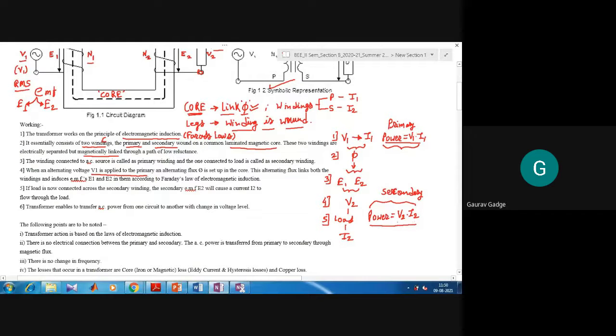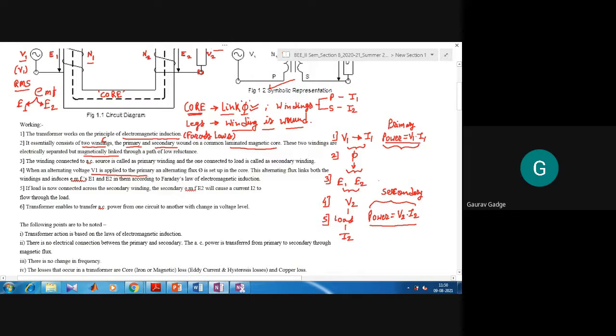So whatever power is given on the primary side gets transferred to the secondary side. Voltage and current, both parameters are changing, but the power is constant. Power is same. Whatever the voltage on the primary, that voltage can get changed on the secondary by changing the values of currents also. So voltage and current both are changing, but the power is same. Frequency is same. Flux is same.